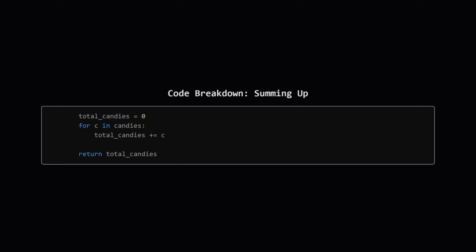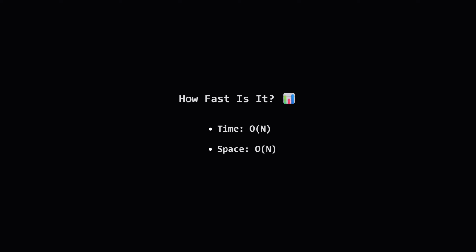Finally, after both passes, our candies list has the minimum number of candies for each child that satisfies all the rules. All we need to do now is add up all the values in this candies list to get the grand total. We initialize a total candies variable to 0, loop through our candies list, add each child's candy count to the total, and then return that total. And that's our answer. So how efficient is this 2-pass solution?